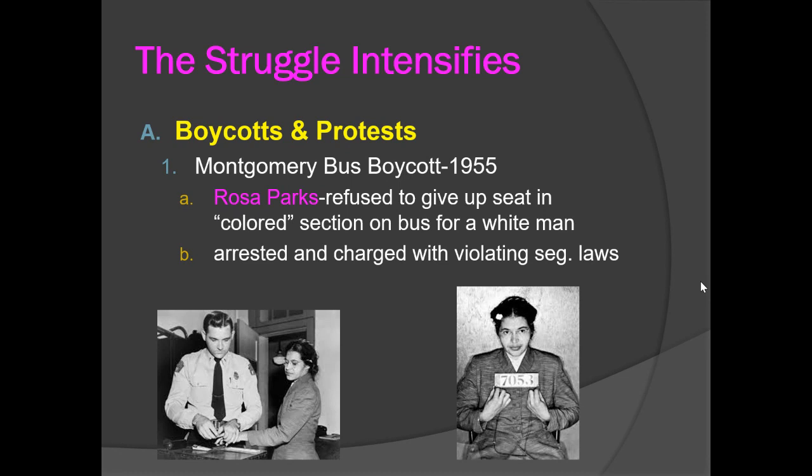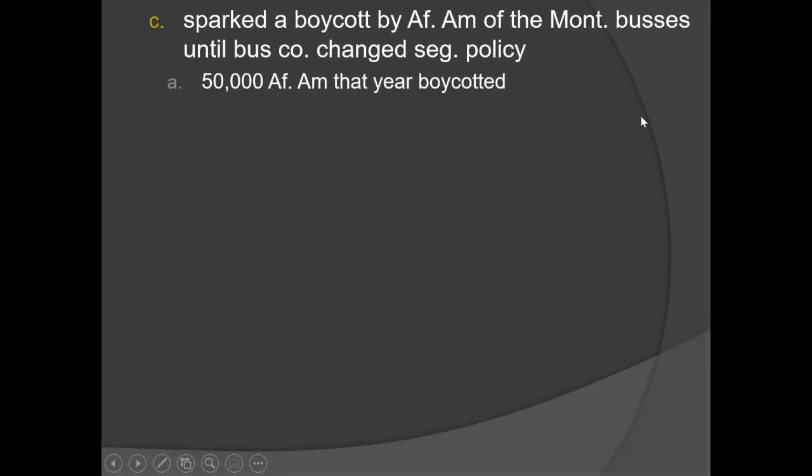And this was down in Montgomery, Alabama. She was charged and went to jail. You see her picture down here at the bottom being processed. And she becomes this icon, and I think more of an inspiration, especially to African Americans who were in the city at this point. They see her doing this, and it sparks other things that happen, specifically the Montgomery bus boycott.